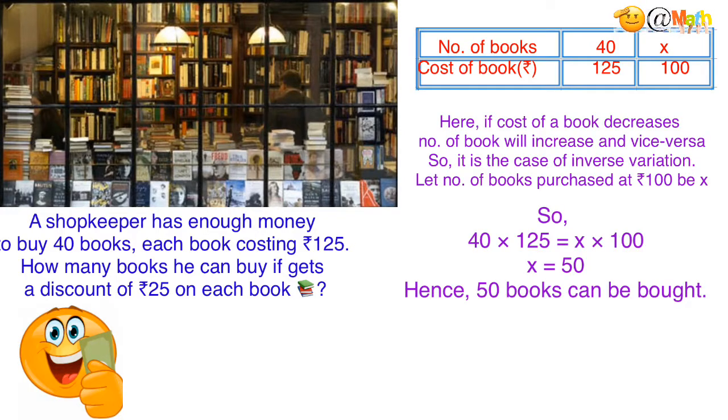Let us have our very next question. A shopkeeper has enough money to buy 40 books, each book costing rupees 125. How many books can he buy if he gets a discount of rupees 25 on each book? It means on getting a discount of rupees 25, he will have to pay rupees 100 only. So at rupees 100, he will buy more books. As the cost of a book decreases, he will buy more books. So it is a case of inverse variation. On solving, we have 50 books.